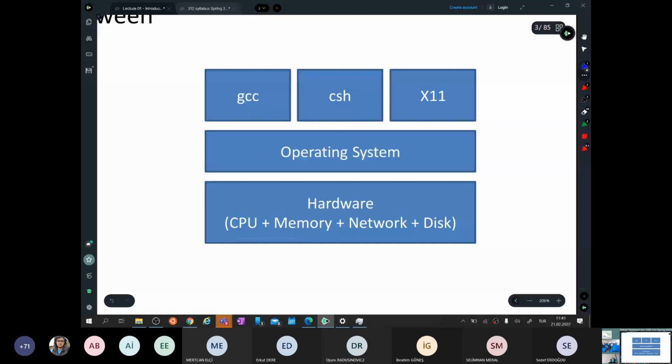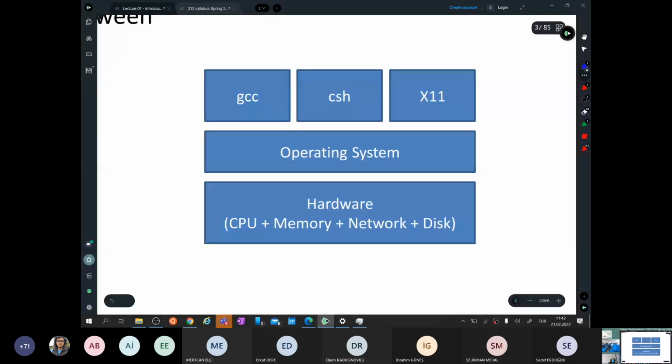On top of the hardware, the closest software that works is the operating system itself. The operating system acts like an isolation between this complicated hardware and our user programs. One of our programs is the GNU compiler, or our C shell, or our X11 graphical user interface server, and etc. Whatever you have as a program works on top of the operating system.